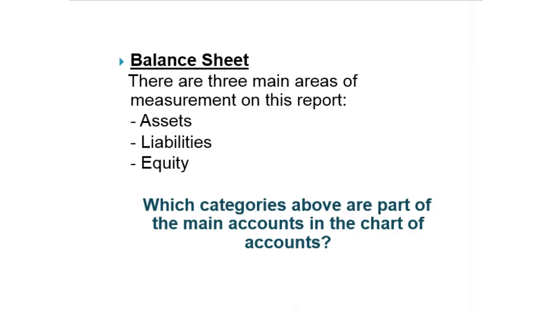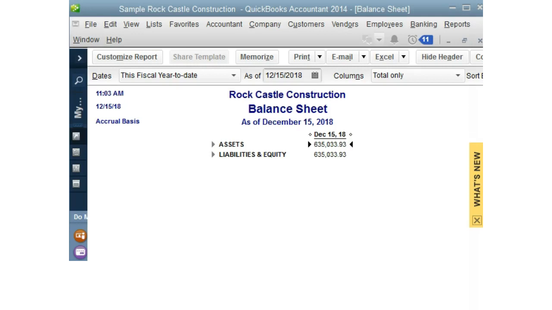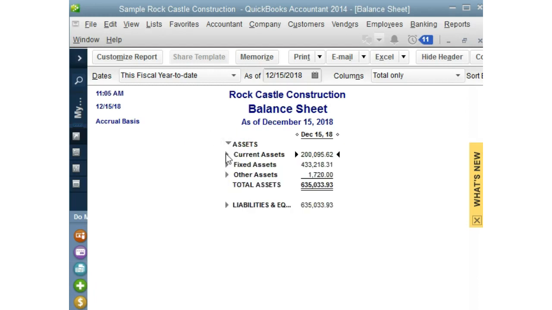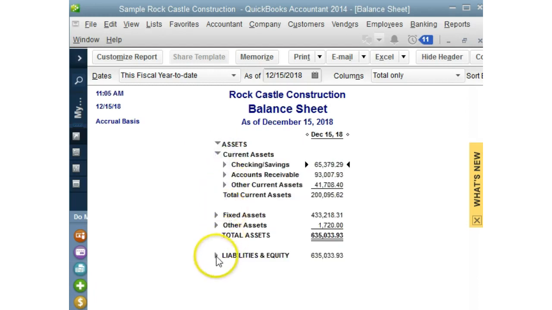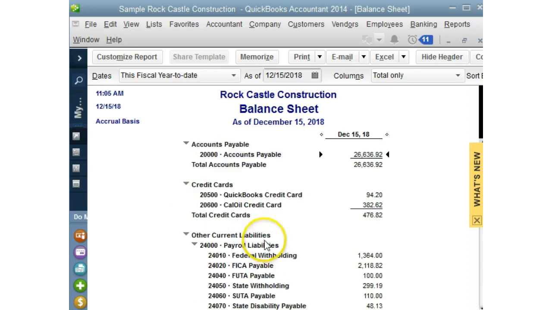The balance sheet is composed of assets, liabilities, and equity. Now, which categories above are part of the main accounts in the chart of accounts? If you said all of them, that is correct. All of the above accounts are part of the 5 main accounts of the chart of accounts. Let's take a look at the balance sheet in QuickBooks. As you can see, here are the assets, liabilities, and equity. And assets can also have sub-accounts, as you can see here. This is the balance sheet.